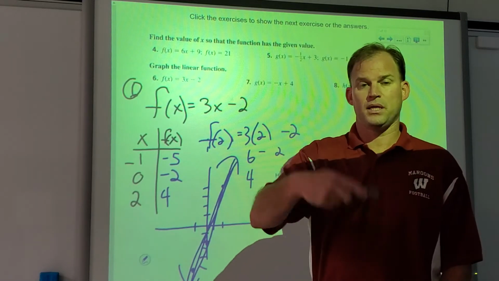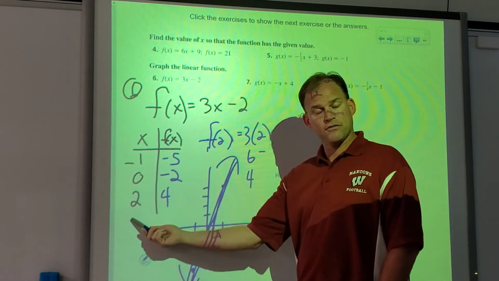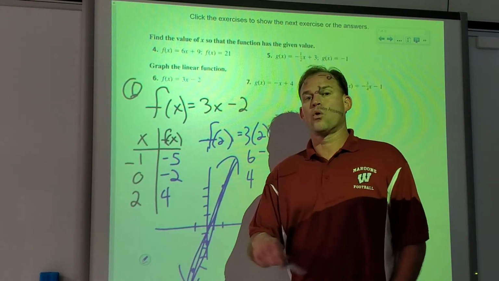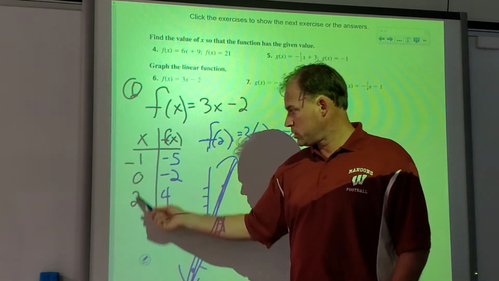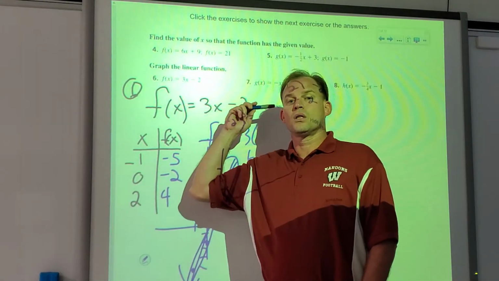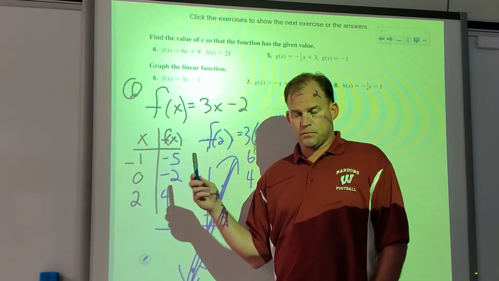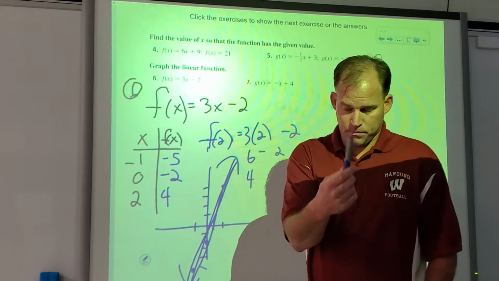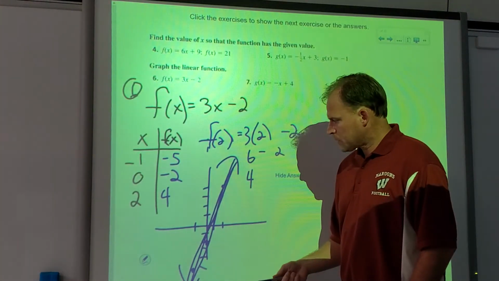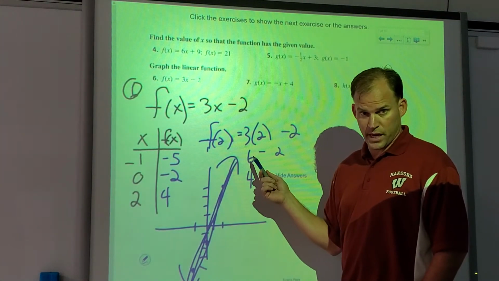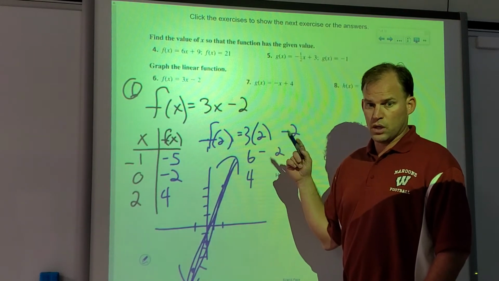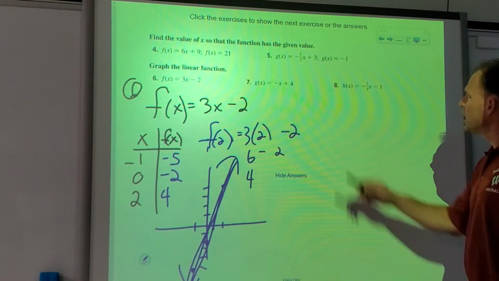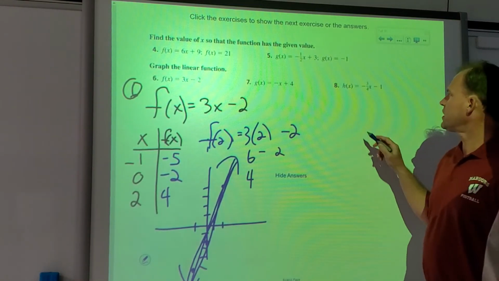More points makes you more accurate. So you don't have to do just 3 here. You could do 4, you could do 5. The more points you substitute and plug in, the more accurate your line will be. So the less points you do, the less accurate you'll be. So that's something to keep in mind. And like I said, you guys won't be drawing this freehand on your assignments, so there's no excuse for your points not lining up.